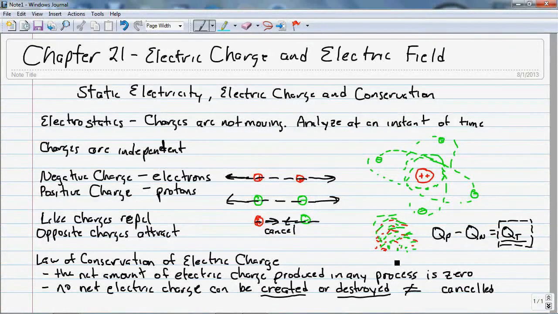Versus if I had taken and added all the positive charges and then subtracted all the negative charges, I'd still get that same value, Q sub T. So that's the idea of the conservation of electric charge. And we'll be using these ideas through the rest of the chapter and as we start to analyze problems.